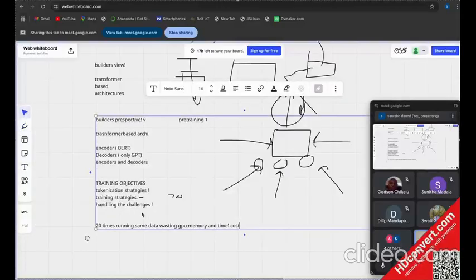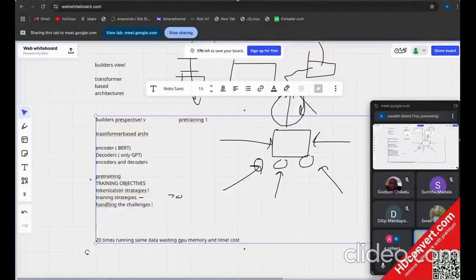So I hope you understood, from a training objectives perspective, pre-training is one of the things. When I talk about pre-training the model, we have to think about all these particular parts. So training objectives, tokenization strategies, training strategies, and handling the challenges. These are the things that we have to think about.